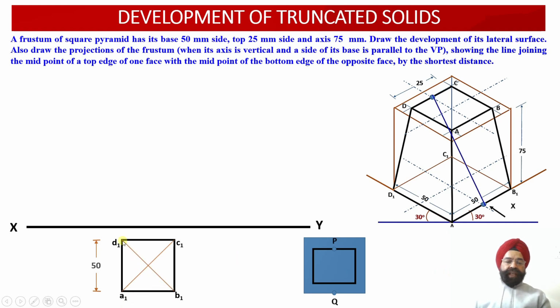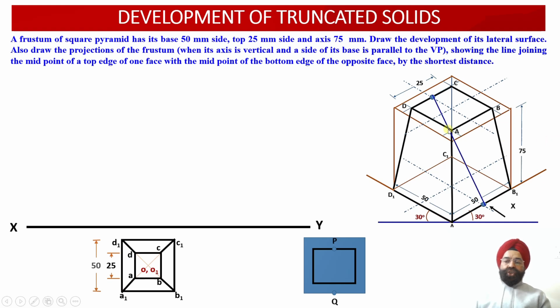Now we can join the diagonals B1D1 and A1C1 so that we can locate the axis point corresponding to this frustum of the square pyramid. We also know that on the top face, the edges AB, BC, CD and DA are going to measure 25 mm each. So corresponding to the top face, we have obtained the projections of the top face points A, B, C, D in the top view, such that the distance between each of these points is equal to 25 mm.